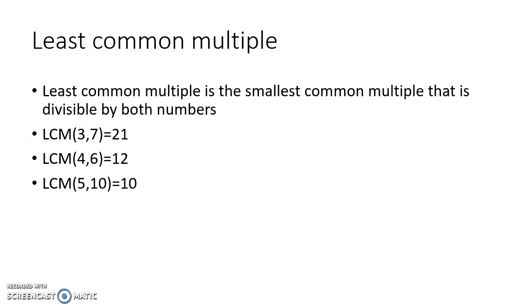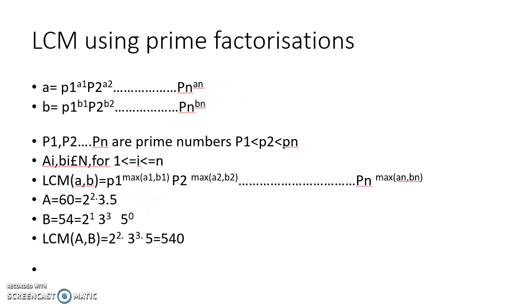Then what is LCM? Least common multiple. How to find it? 3 and 7: the least common multiple is 21. 4 and 6: LCM is 12. 5 and 10: we know that it's 10. Then the next aim is how to find LCM using the prime factorization method.